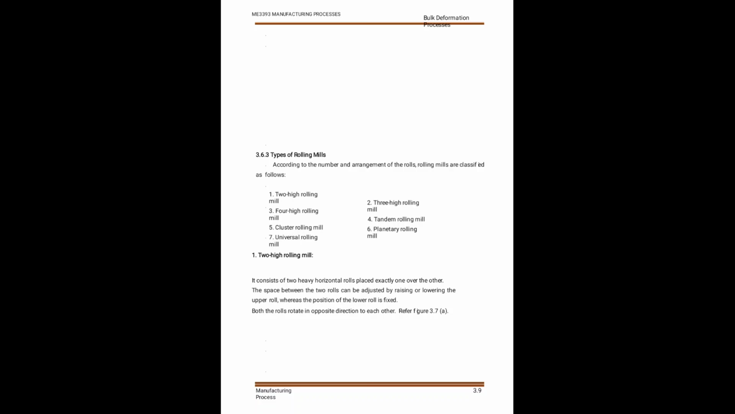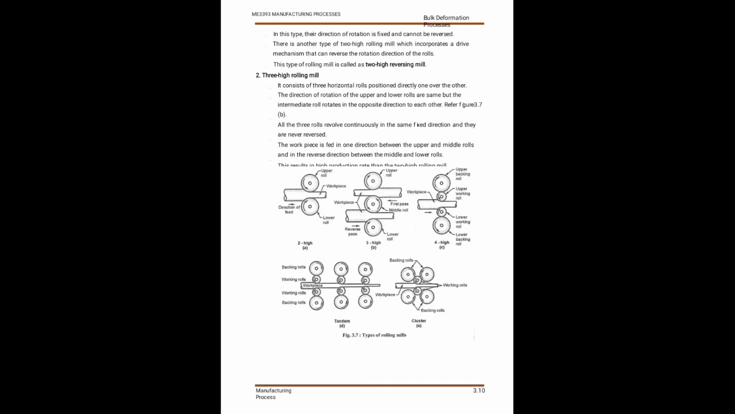In the two high rolling mill, it consists of two heavy horizontal rollers placed exactly one over the other. The space between the two rollers can be adjusted by raising or lowering the upper roller, where the position of the lower roll is fixed. Both rollers rotate in opposite directions, like the diagram. In this type, the direction of rotation is fixed and cannot be reversed.